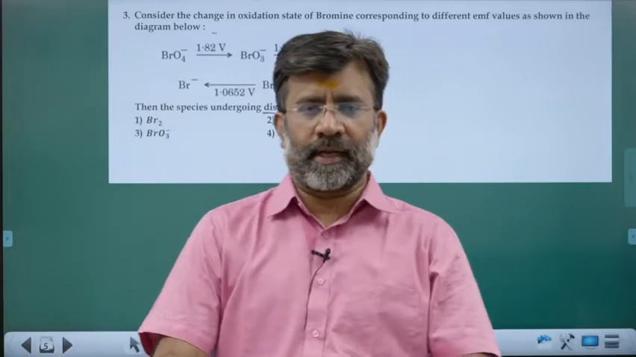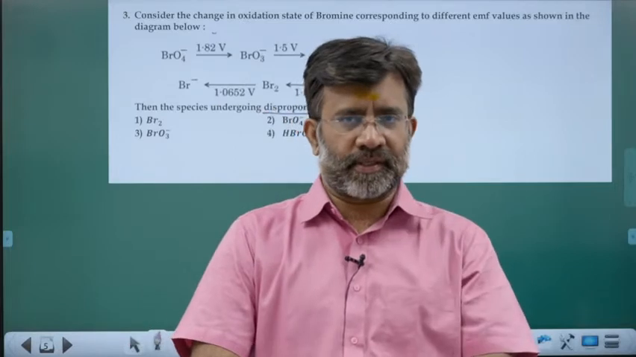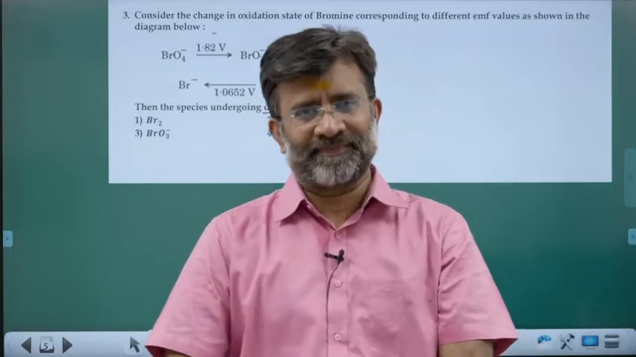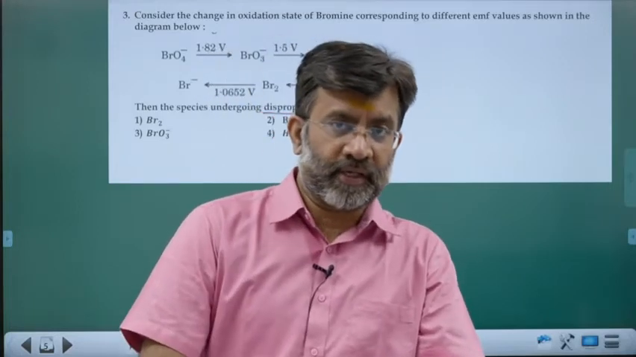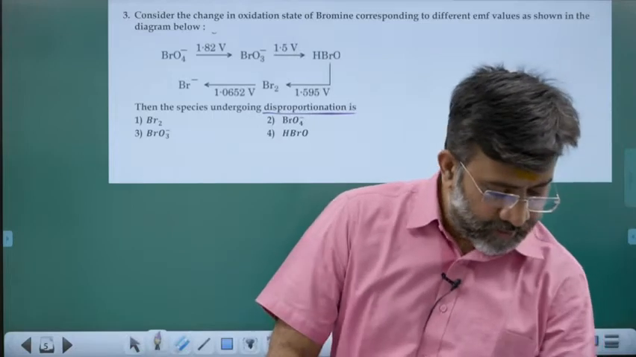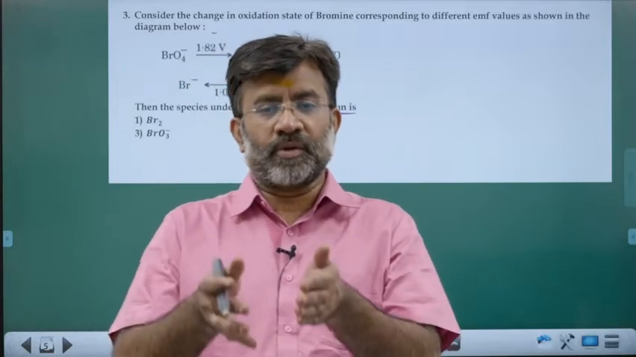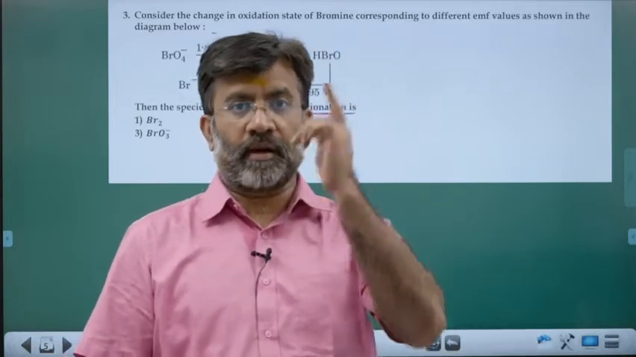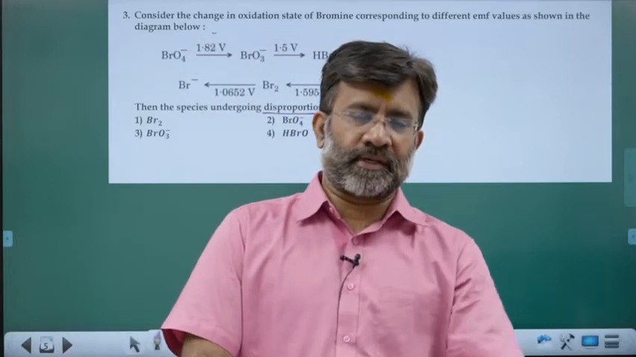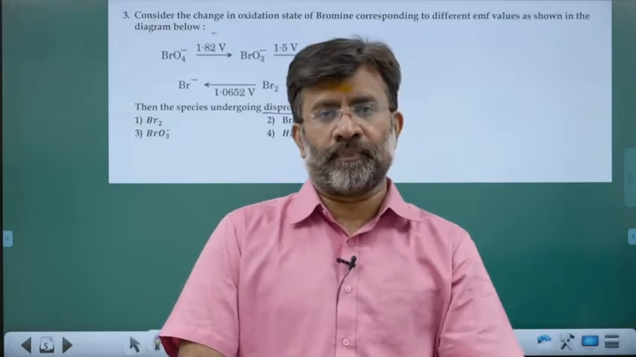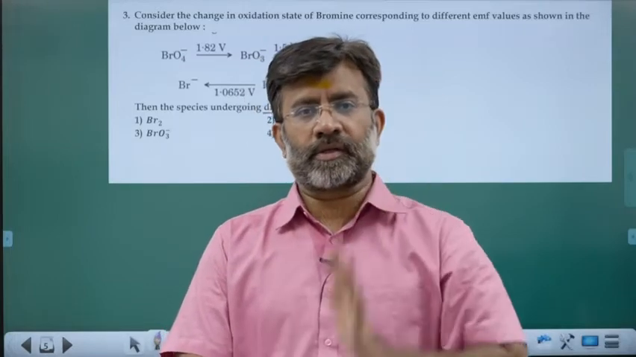I am sure you understand, an element in the minimum oxidation state or the maximum oxidation state cannot disproportionate. An element in its minimum oxidation state, for example halogen bromine in the -1 state, cannot disproportionate, because in the -1 state it is the most reduced form. Now it can only undergo oxidation and only act as a reducing agent. While in the maximum oxidation state, it is the maximum oxidized form. It cannot oxidize further. It can only undergo reduction and only act as an oxidizing agent.